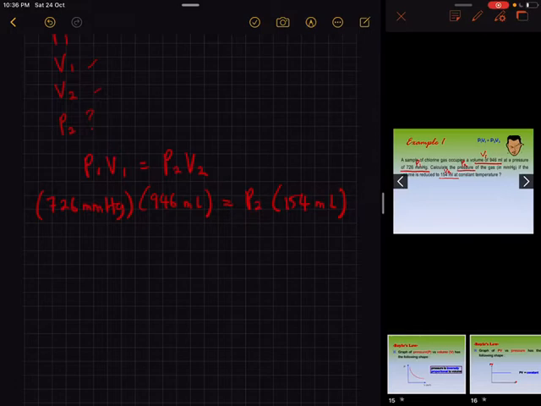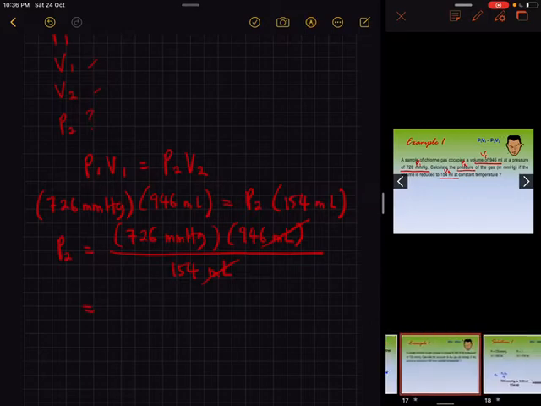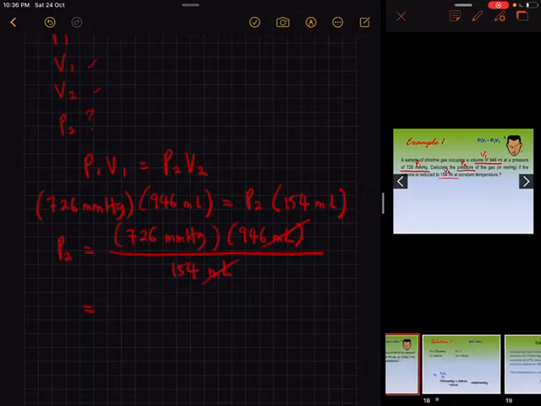Okay, so later to find the P2, you will need to do this operation. Okay, so you can cancel the ml unit. Okay, so you buatlah mathematical operations. Okay, and you will get your jawapan nanti will be 4460 mmHg.